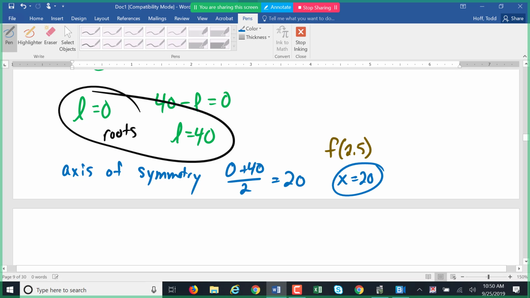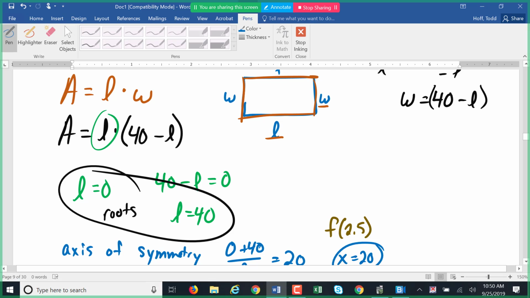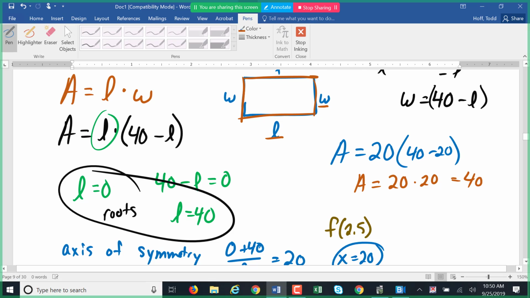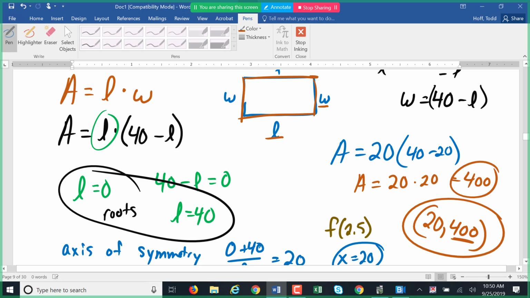So to find the value of y, the area, L is 20 times 40 minus 20. That's 20 times 20, or 400. So the vertex is at x equals 20 or L equals 20, area equals 400. 400 is the maximum area. So that's the largest possible area that could be enclosed by 80 feet of fencing.